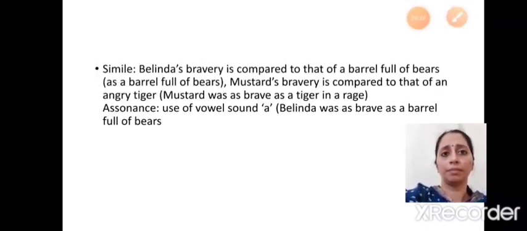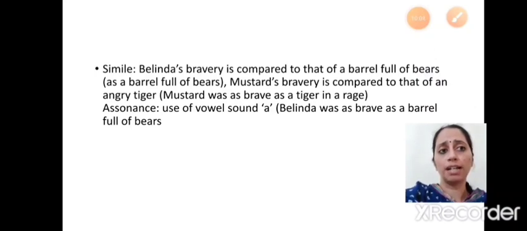Next we have assonance. Now what's an assonance? When there is repetition of the vowel sound. The 5 vowels that we have, A, E, I, O, U. Okay, so when those sounds are repeated, the figure of speech is assonance. Clear?